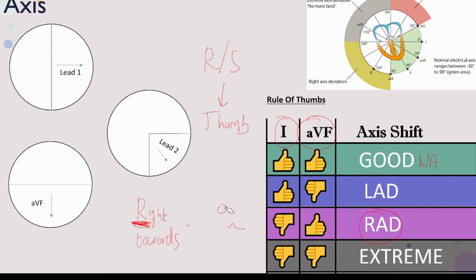And lastly, which is the rarest one, if you have in both leads two negative deflections, two thumbs down, if I give you two thumbs down, two negative deflections, you're doing a bad job, and that is an extreme axis deviation.